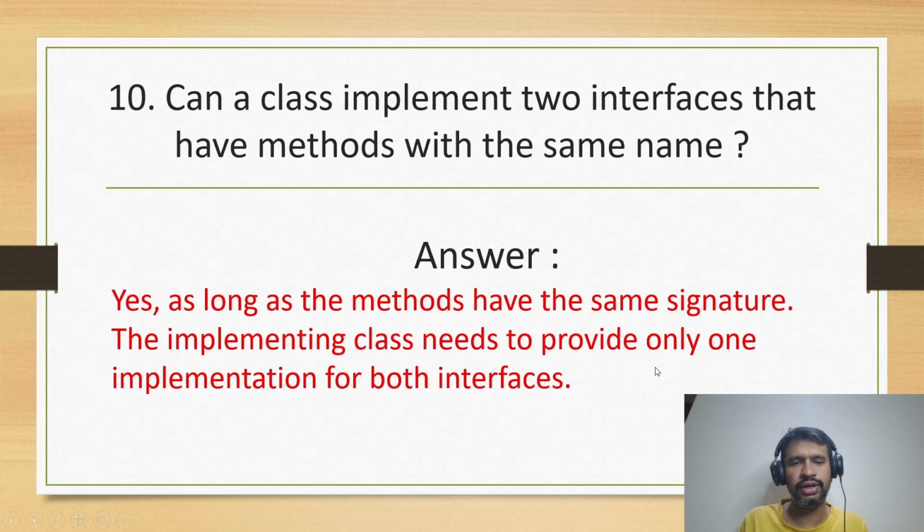The answer we have already discussed. As long as the methods have the same signature, the implementing class needs to provide only one implementation for both interfaces. So we understood.